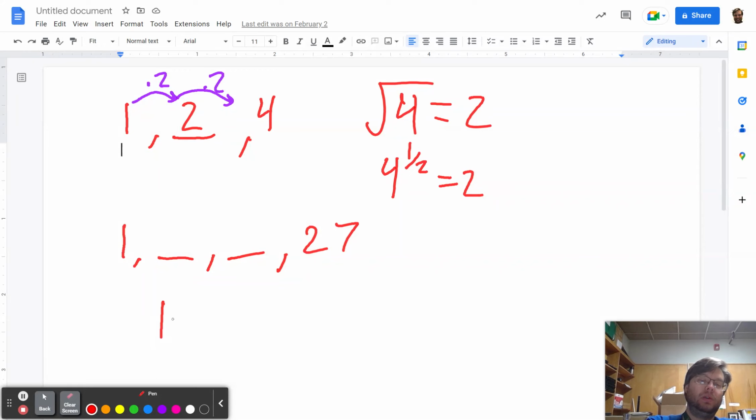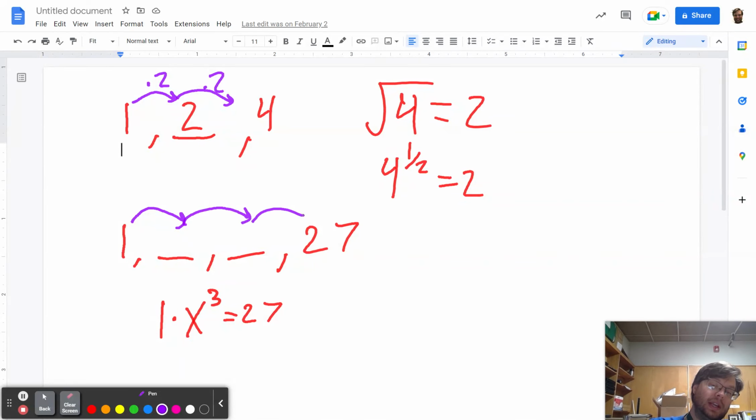In other words, 1 times a number raised to the third power is 27. And why is it raised to the third power? Because I want to go once, twice, 3 times right there. It turns out that this is a nice number that I chose. It's 3. 3, 9, 27, showing me I'm going times 3, times 3, times 3.